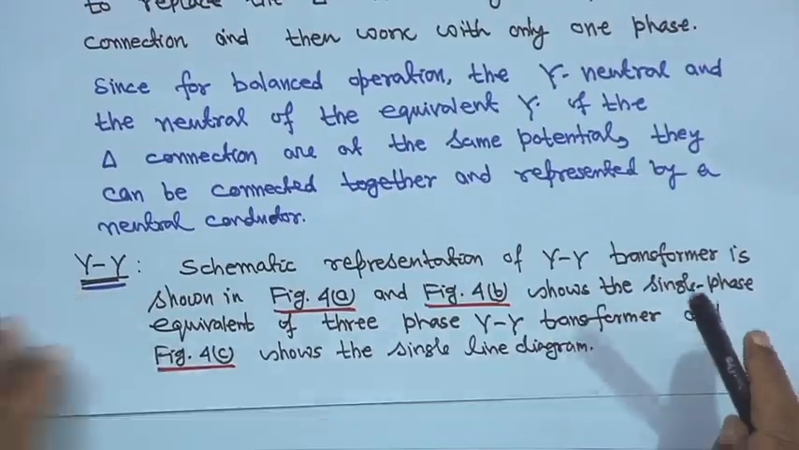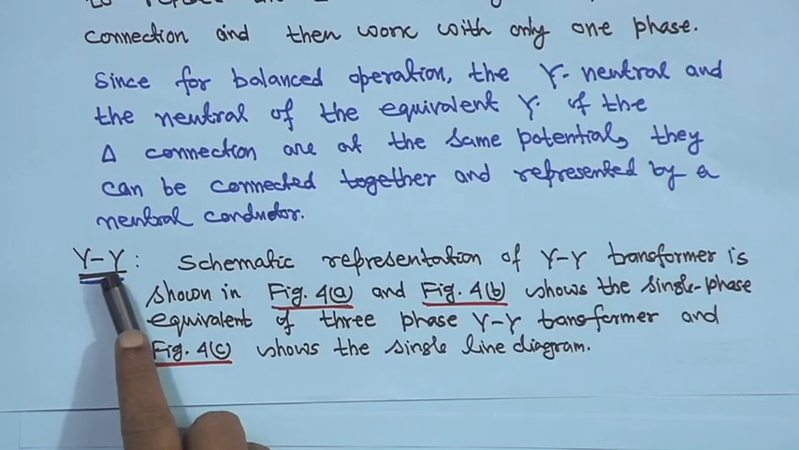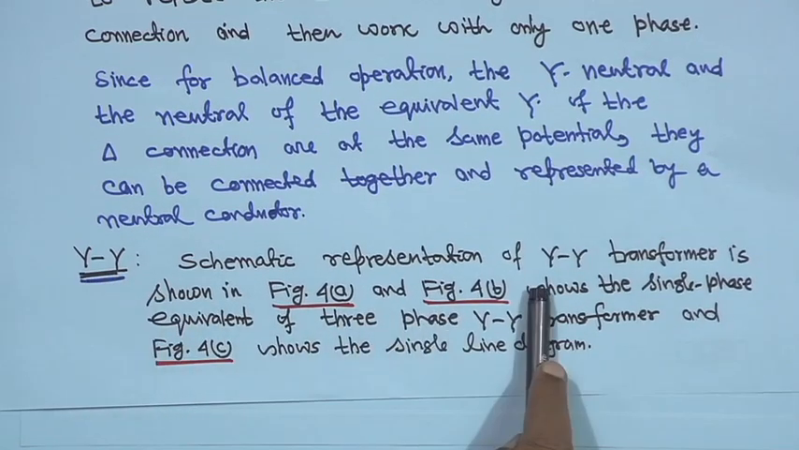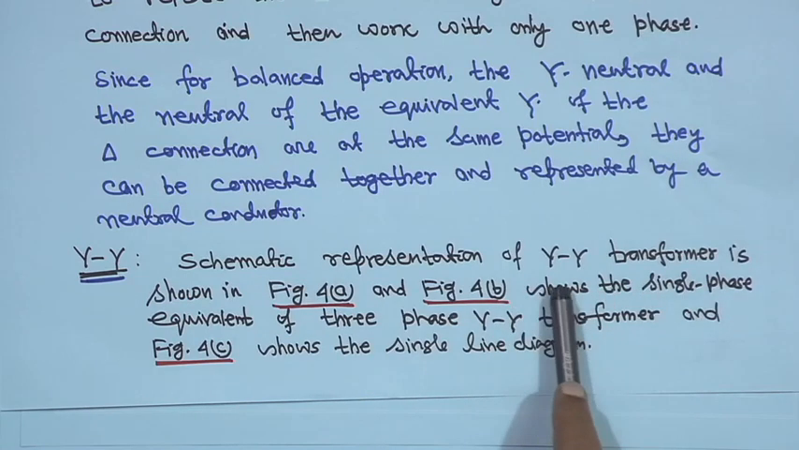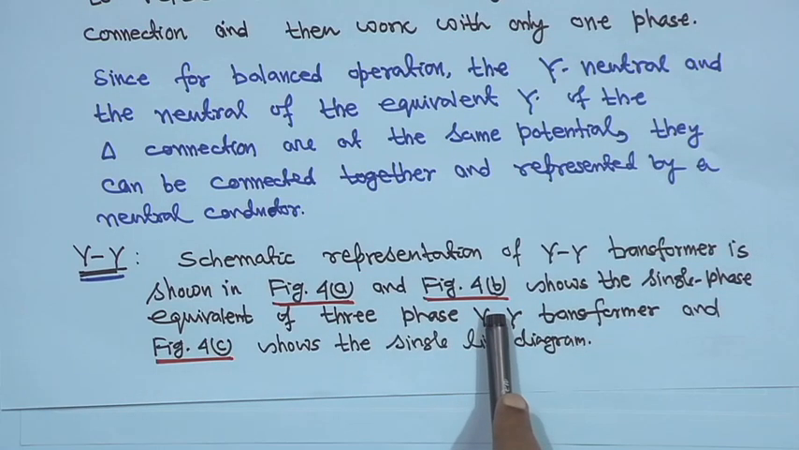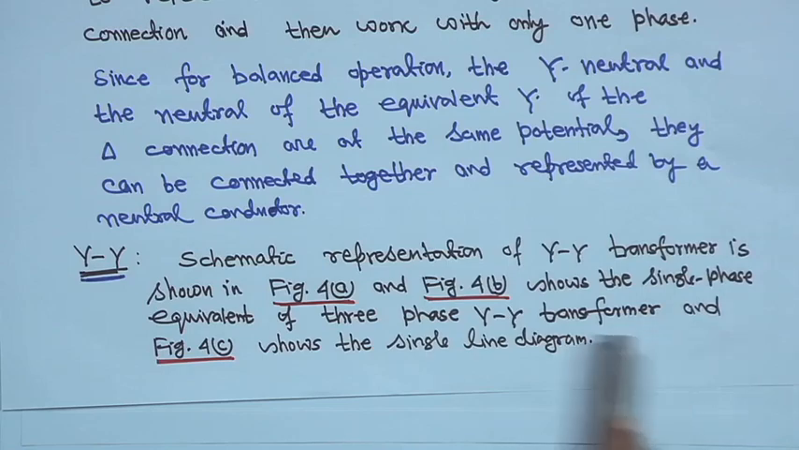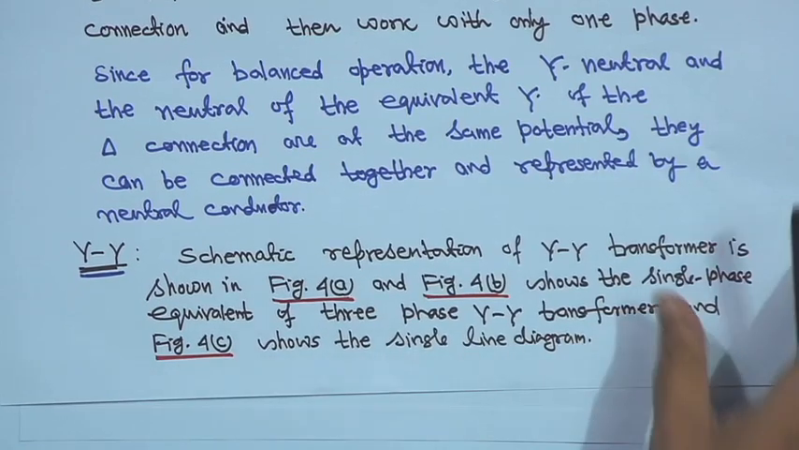Now, so far we have shown the schematic diagram without the windings. Now, first consider the star connection. Schematic representation of star we have already seen. Now, we will come a little bit in detail. The star connection is shown in figure 4a and 4b. I am coming to that. It shows the single phase equivalent of the 3 phase star transformer, and figure 4c shows the single line diagram.